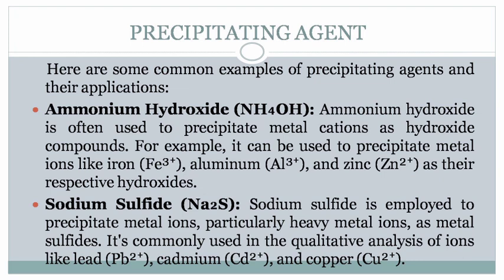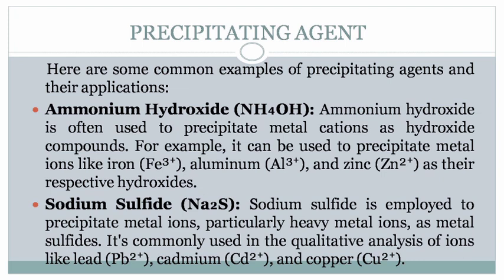First, ammonium hydroxide, NH4OH. Ammonium hydroxide is often used to precipitate metal cations as hydroxide compounds. For example, it can be used to precipitate metal ions like iron, Fe3+, aluminum, Al3+, and zinc, Zn2+, as their respective hydroxides. Second, sodium sulfide, Na2S.